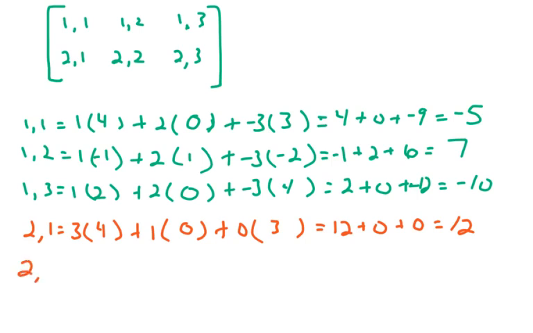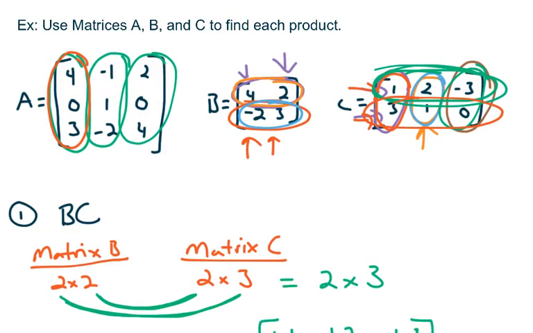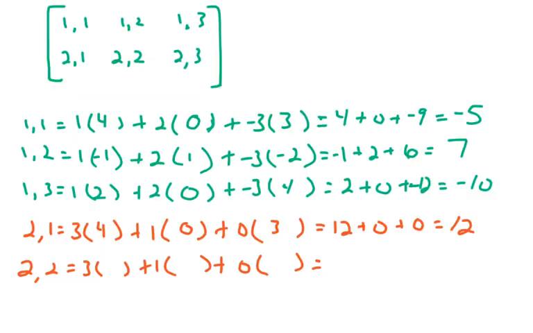Now we need to do row 2, column 2. So row 2, again, these numbers outside the parentheses are going to be the same because we're using row 2 of matrix C. So row 2 is going to be 3, and then a 1, and then a 0. And then we need to use column 2 of matrix A. I keep going the wrong direction. That's this column right here, negative 1, 1, negative 2. So negative 1, 1, negative 2. 3 times negative 1 is negative 3. 1 times 1 is 1. 0 times negative 2 is 0. This will give us a negative 2 when we add them all together.